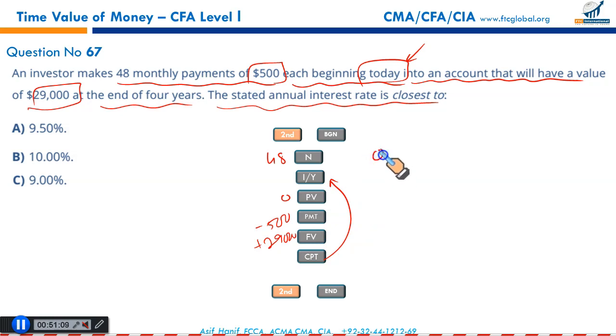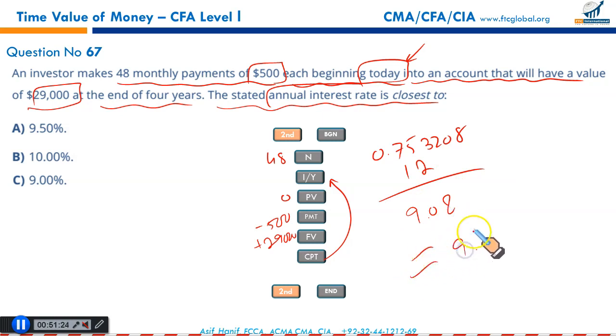What you will get is the monthly interest rate, 0.753208. This is your monthly interest rate. Since we need the annual interest rate, just multiply this by 12 and you will get 9.08, which is approximately 9%, and that makes C the correct option.